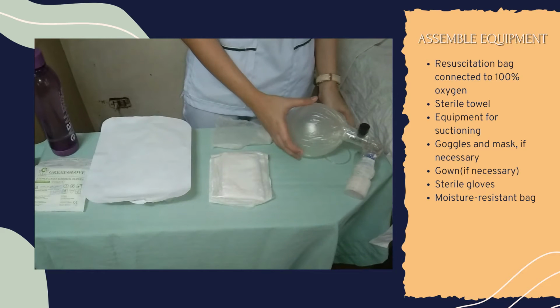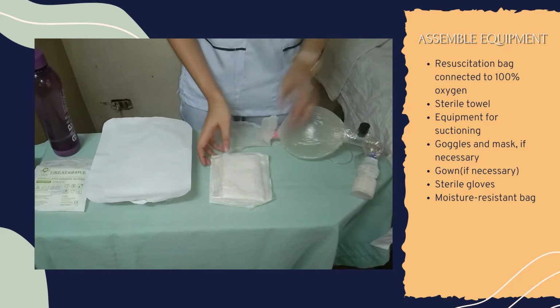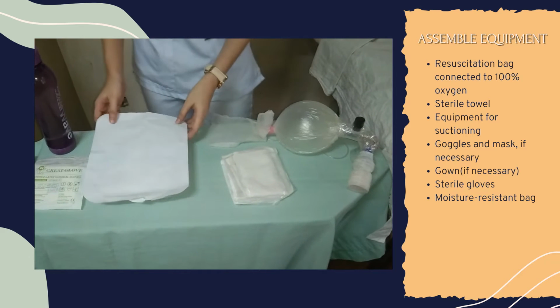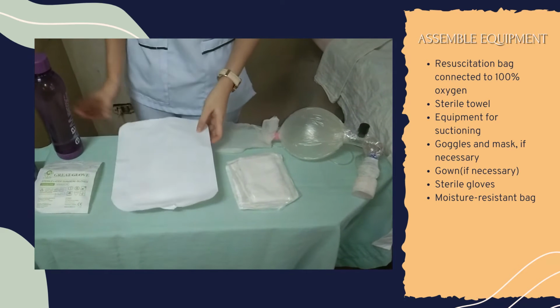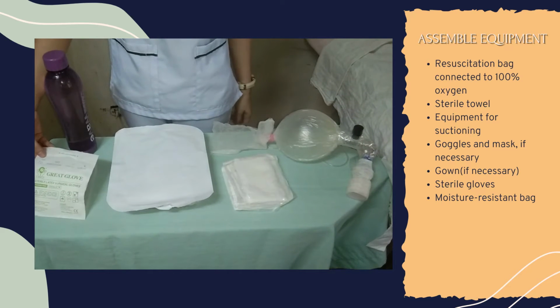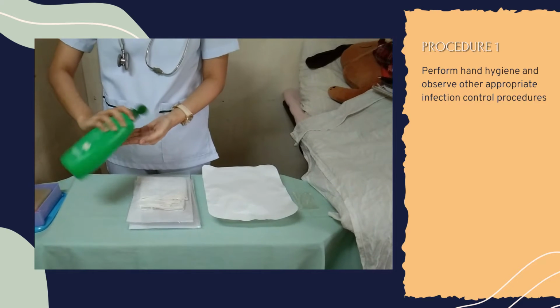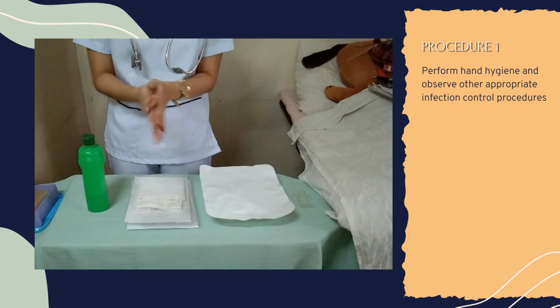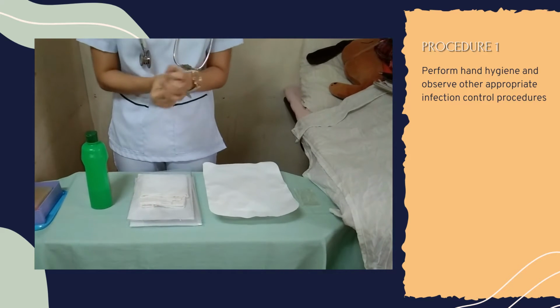Next, we assemble the equipment. We have the resuscitation bag connected to 100% oxygen, sterile towel, equipment for suctioning, goggles and mask, gown if necessary, sterile gloves, and you can have your moisture-resistant bag. Perform hand hygiene and observe other appropriate infection control procedures, as this reduces transmission of microorganisms.